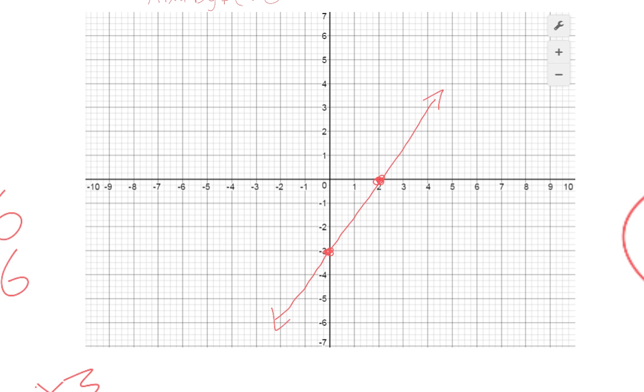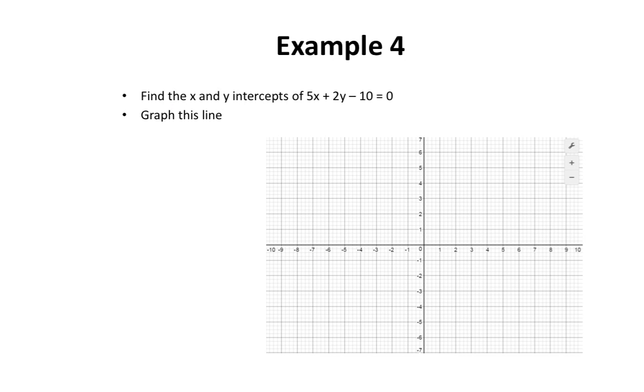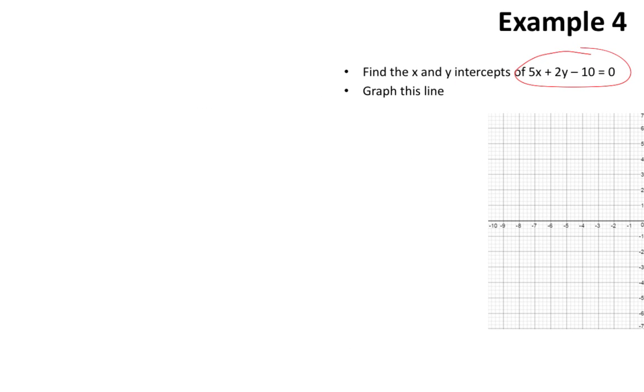And that's all you need to do. In our fourth example, we're going to do the exact same thing as our previous example, except we're going to do it to 5x plus 2y minus 10 equals 0. I'm going to go a little bit faster in this example, but the steps are the same as in the previous example. Let's do the work over on the side.